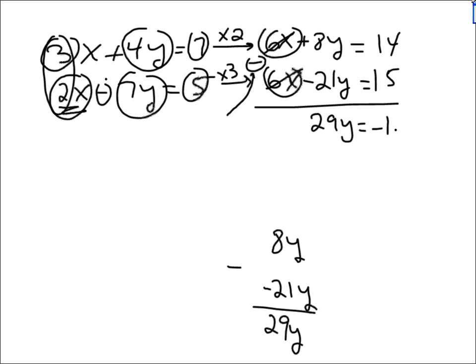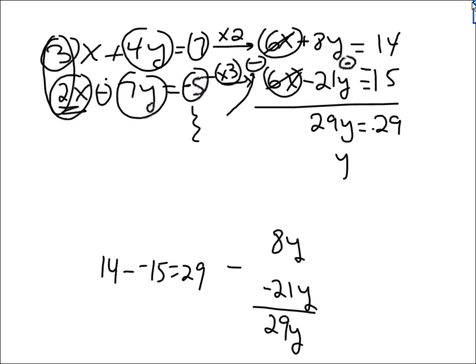Actually, let me make one simple modification. That 5 should have been negative 5. And when I multiply it by 3, it will become negative 15. And when I subtract these two numbers, I will not get negative 1, but I will get 29. Remember, you're supposed to subtract. 14 minus negative 15, 29. So 29 times y is 29.